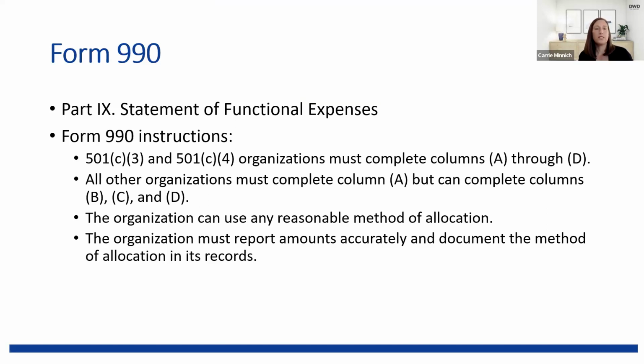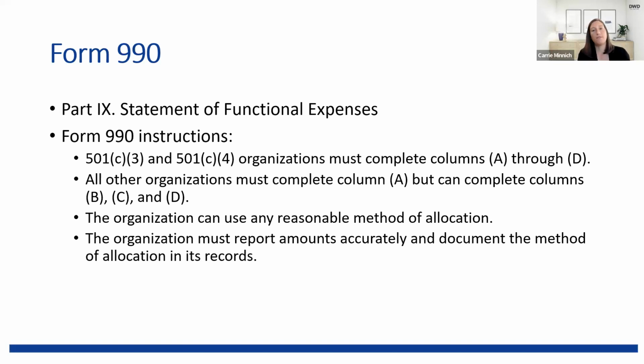So if you're a 501c3 or a 501c4 organization, you have to report your total expenses on the 990, plus you have to allocate them between program management and general and fundraising. If you're not a 501c3 or a 501c4 organization, you only have to report your total expenses. You do not need to report them by function.